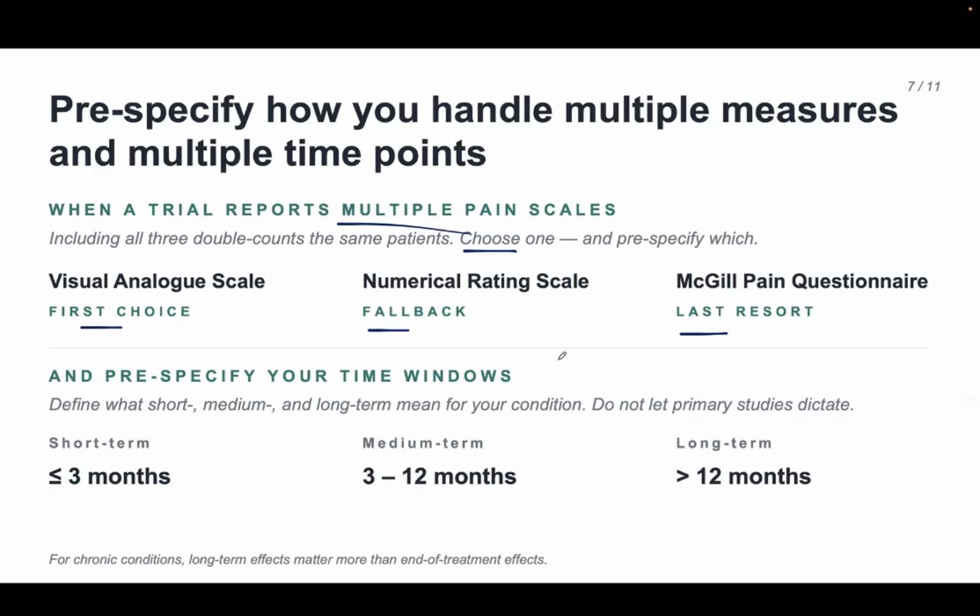Second is the timing. The same outcome at different time points tells us different things. Short term, say the end of treatment, tells us whether the intervention works while we are doing it. Long term, for example, 6 months, 12 months after stopping, tells us whether the effect lasts. For chronic conditions, long term outcomes matter more. So we define our time windows in advance. For example, we can say that short term means up to 3 months, medium term could mean 3 to 12 months, long term could mean beyond 12 months. But we need to decide what is meaningful for our condition before we start synthesizing.